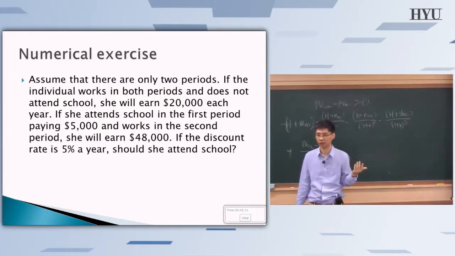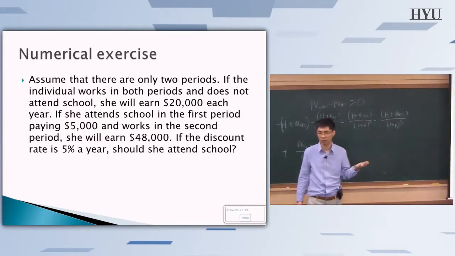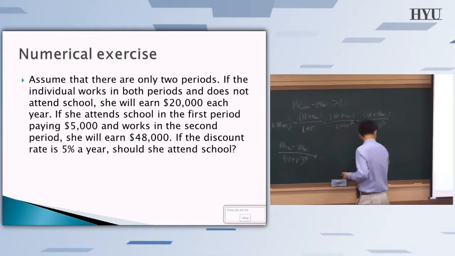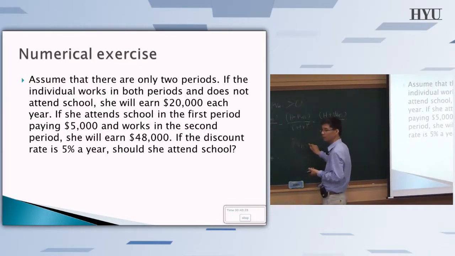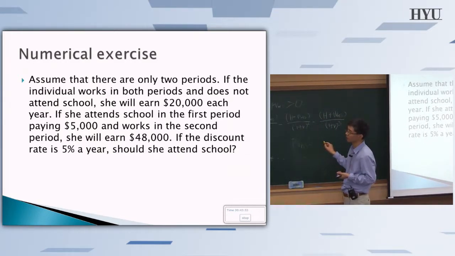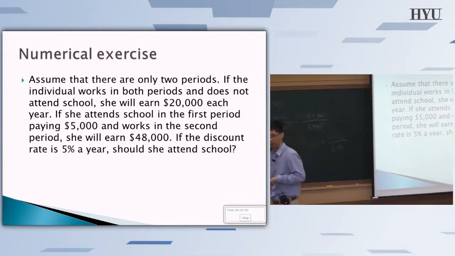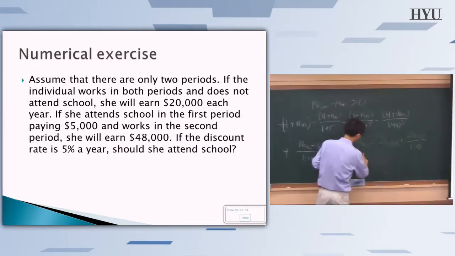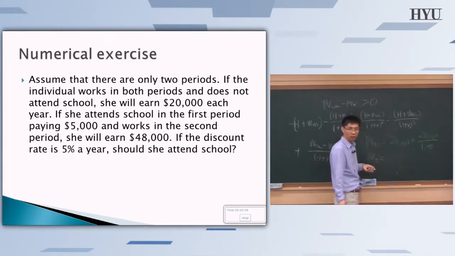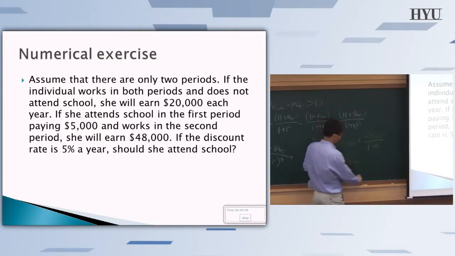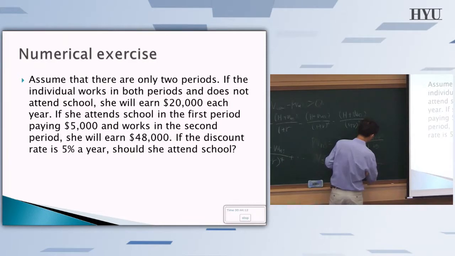How do you calculate it? You need to calculate 2 present values. What is the first present value? The present value of no school: this year 20,000, next year 20,000 divided by 1.05. That's the present value of no school. And the present value of school is what? This year, minus 5,000. Next year, 48,000 divided by 1.05.